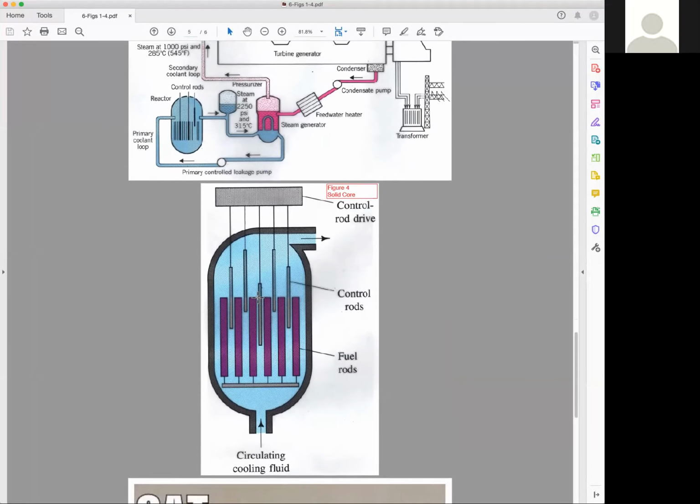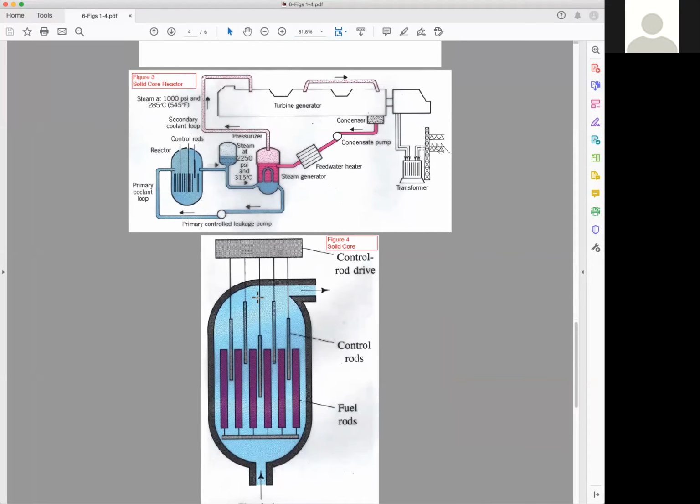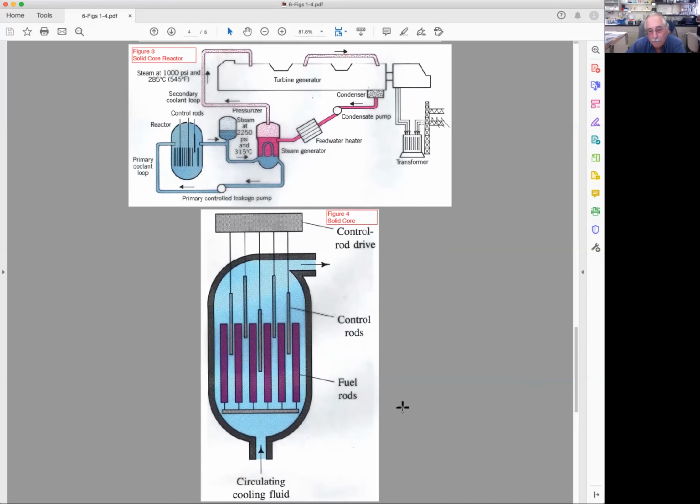So here's a cartoon of a solid core reactor. And so here's the reactor, right? The nuclear reactor over here. Here's a close-up of it over here. Here's the principle. The fuel rods contain at least 20% uranium-235, okay?